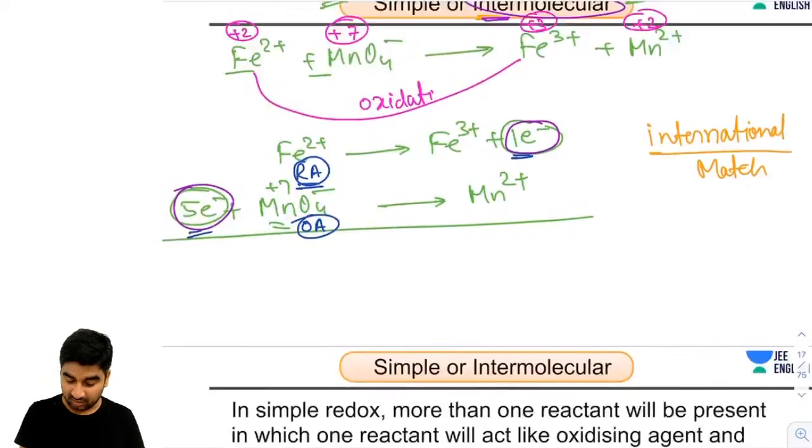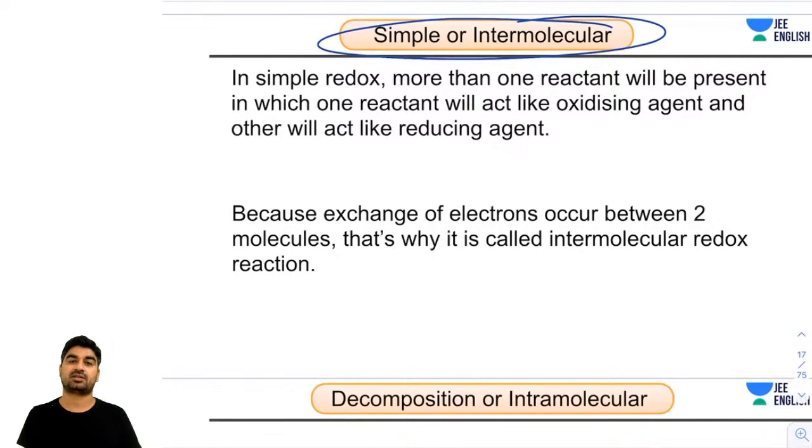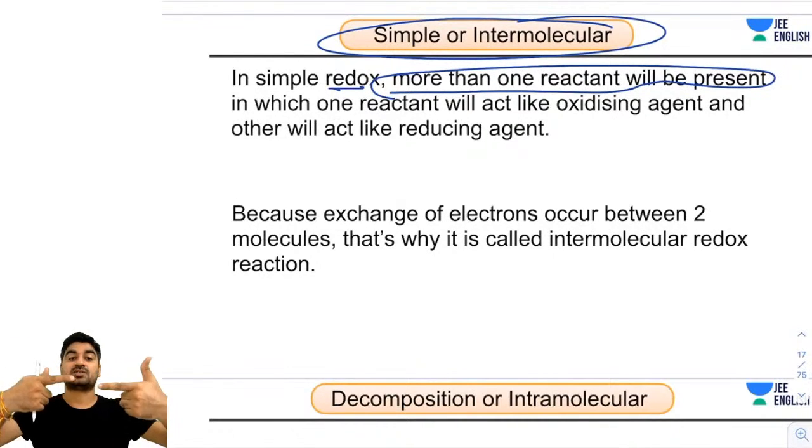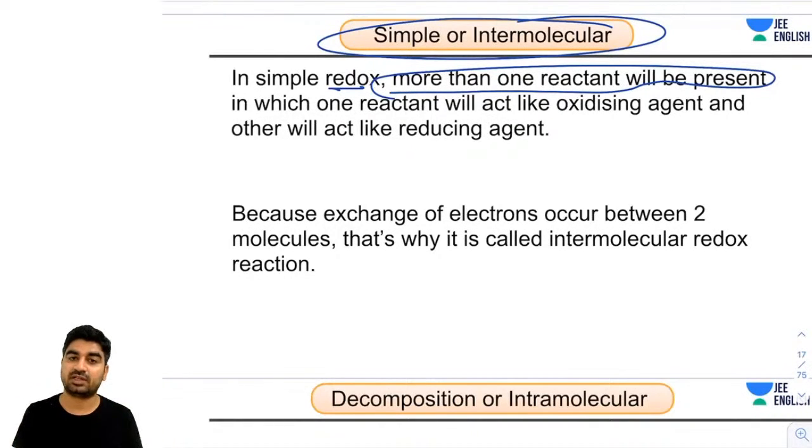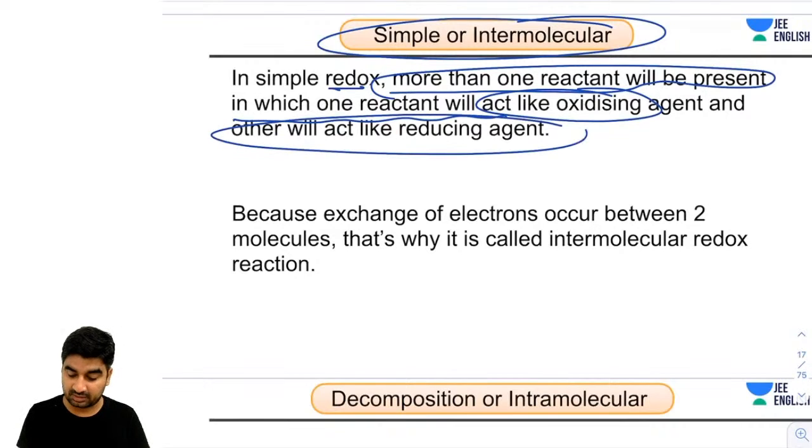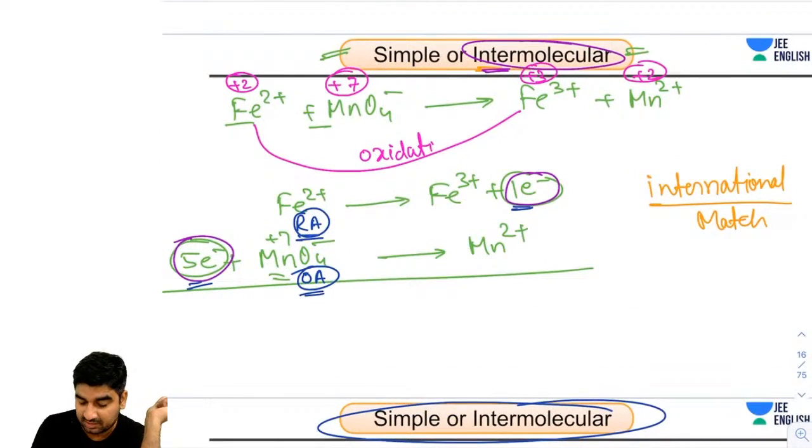Right, guys? So now note it down. What is simple or intermolecular reaction? In simple redox, more than one reactant will be present because electron transfer will take place between two different molecules. So more than one reactant will be present, in which one reactant will act like oxidizing agent and the other will act like reducing agent. Any doubt? Here you can see, this is acting as oxidizing agent, this is acting as reducing agent.